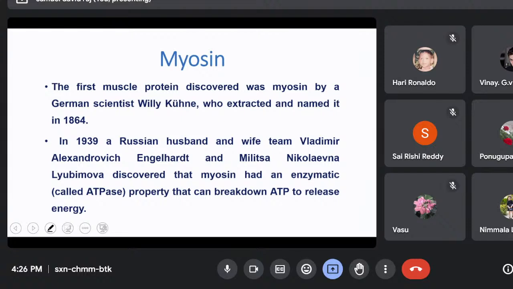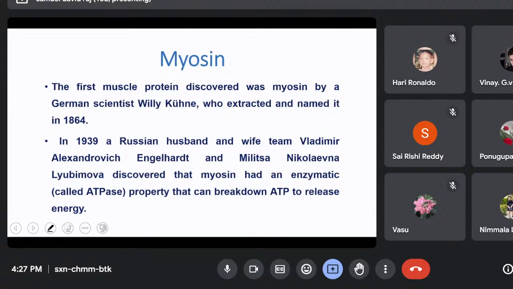So there are two things with respect to myosin. The first thing is that it is the first muscle protein discovered. Second is that two scientists, Vladimir Alexandrovich and Militsa Lubimova, discovered that myosin has an ATPase activity.